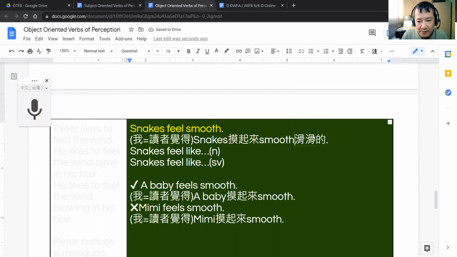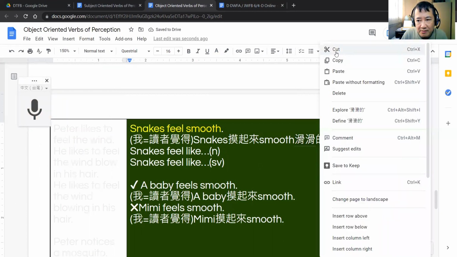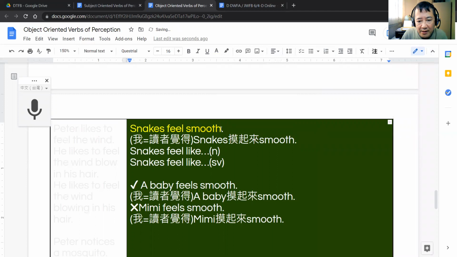Very good. Okay. Oh, wait a minute. I should put it over here instead. Okay. So snakes feel 滑滑的, smooth. It is not "Peter likes to feel the wind." It's snakes feel smooth. All right. Let's work through the different sentence structures. So snakes feel smooth.